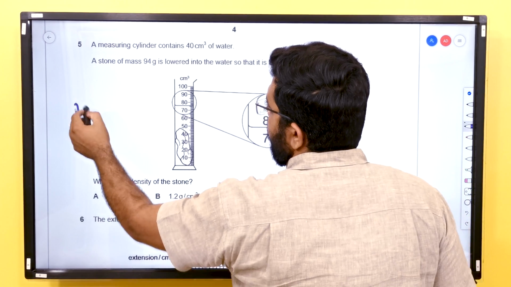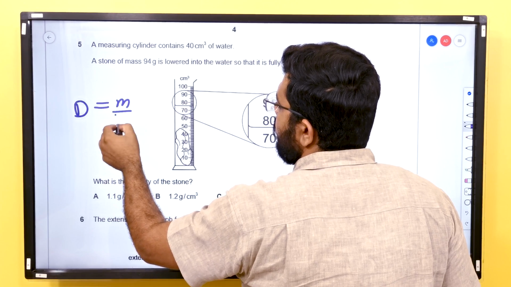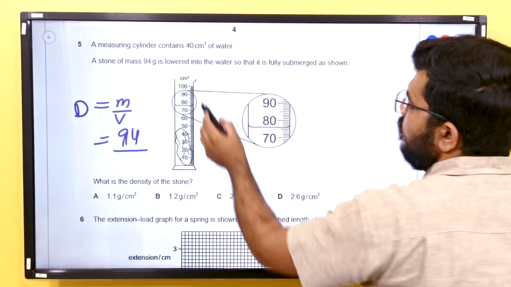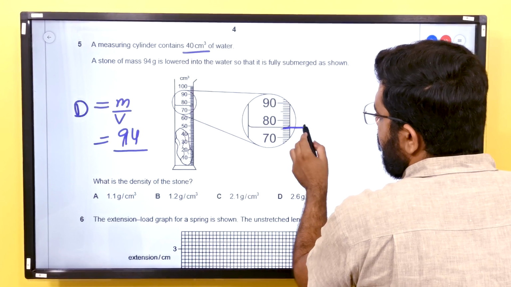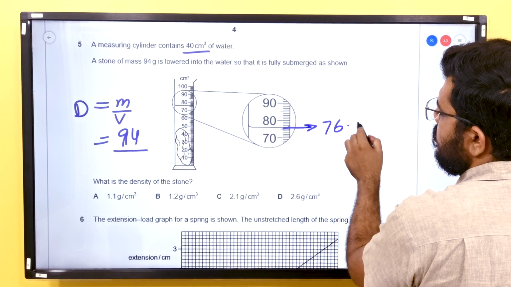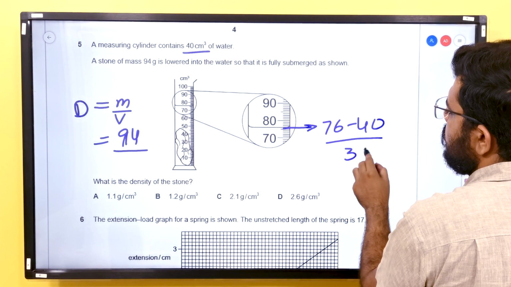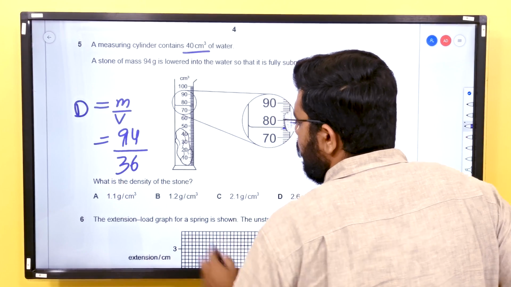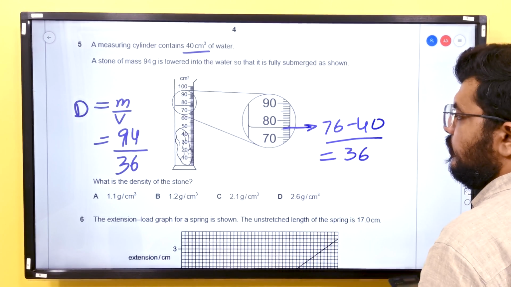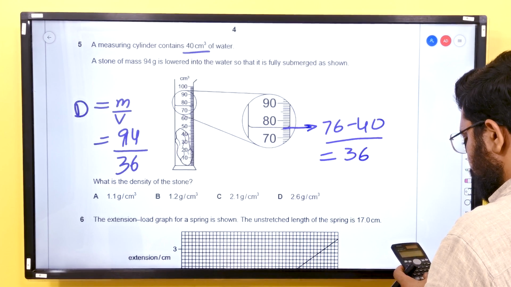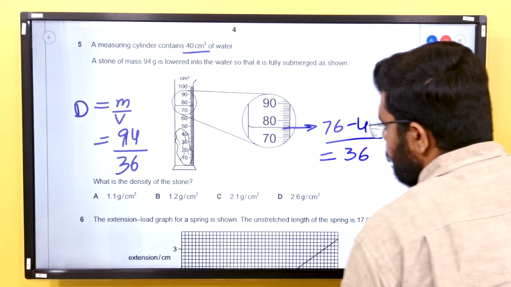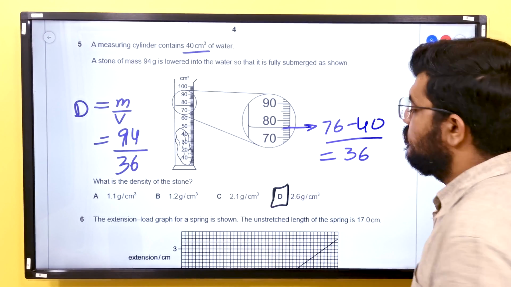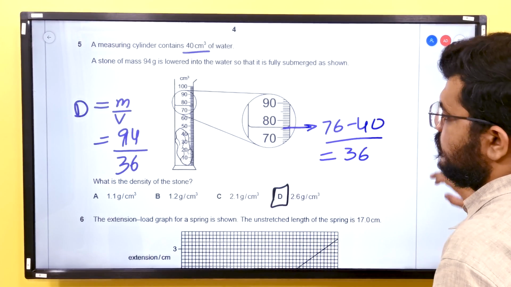Okay, first let us write that density is equal to mass upon volume. Mass is given as 94. What will be volume? First it was 40 centimeter cube. Now it is 76. So 76 minus 40 is 36 centimeter cube, right? So 94 upon 36 centimeter cube. That will bring us to 2.6111 repeating. Option D matches our answer. So option D is the correct answer.